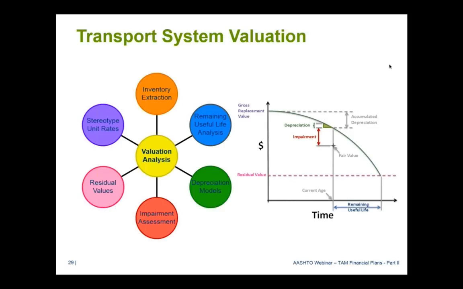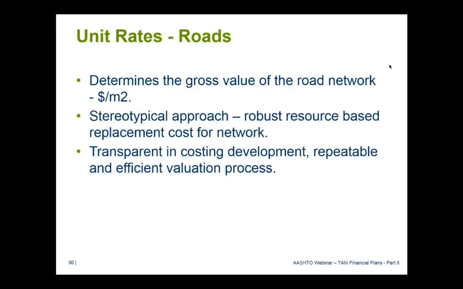But the key components are the extraction of our inventory details, undertaking our remaining useful life analysis using our pavement management systems and other systems, having a good depreciation model, undertaking our assessments of any impairment, applying residual value where warranted, and a process of arriving at fair value through a stereotype approach for our road network. So I'll start on that stereotype approach.